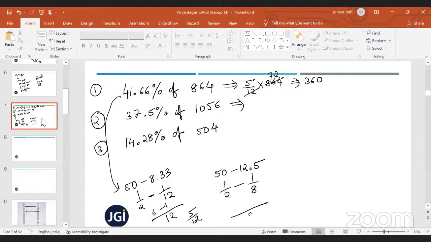Okay, so LCM is 8, 4 minus 1, 3 by 8, right? So this is 3 by 8 of 1056. Divide by 8 first. 1056 divided by 8, so I will get 132. 132 into 3. Yeah, 396, right?